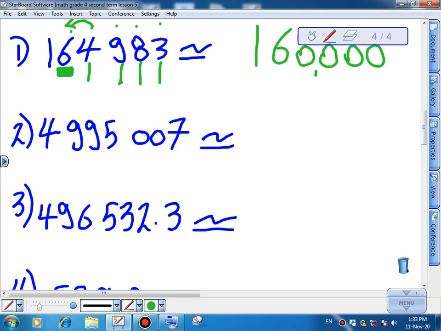Another one, 4,995,007. I need to approximate this number to the nearest 100,000. Remember: units, tens, hundreds, thousand, 10,000, 100,000. Underline number 9, which is the 100,000 place. The number to the right of it, which is the 10,000 place, is number 9.